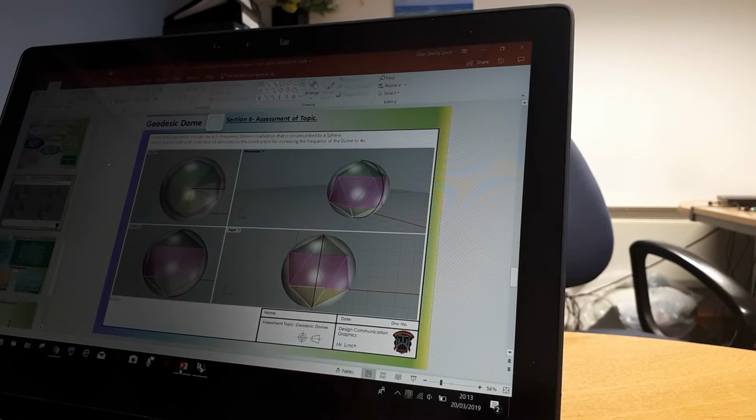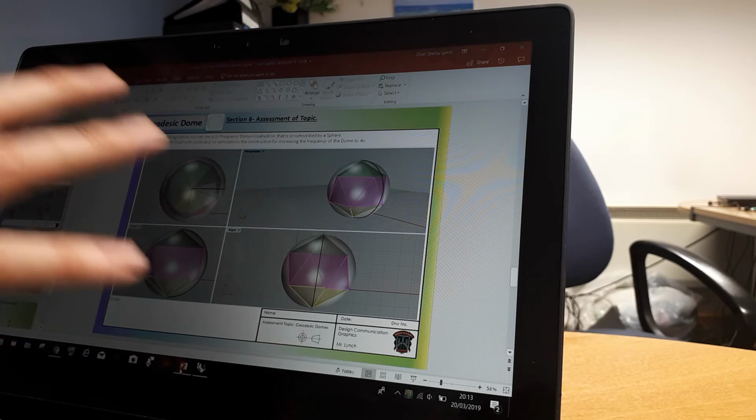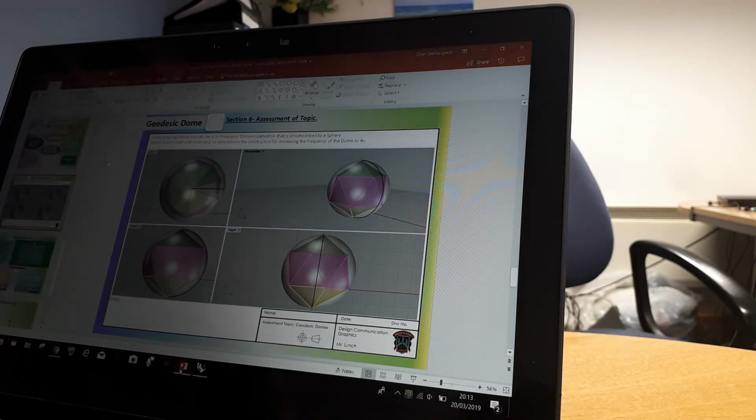There's rebatment, there's auxiliary views, there's, what's the word for it? Spherical geometry. There's lots of different things, so it's quite complicated. But once you get the principle of understanding the 1 frequency dome, you'll move on to the 3 frequency then. But yeah, it's perfect then. Is there anything else?